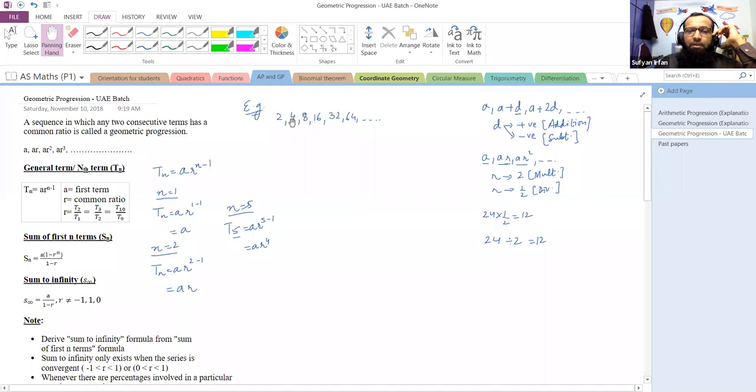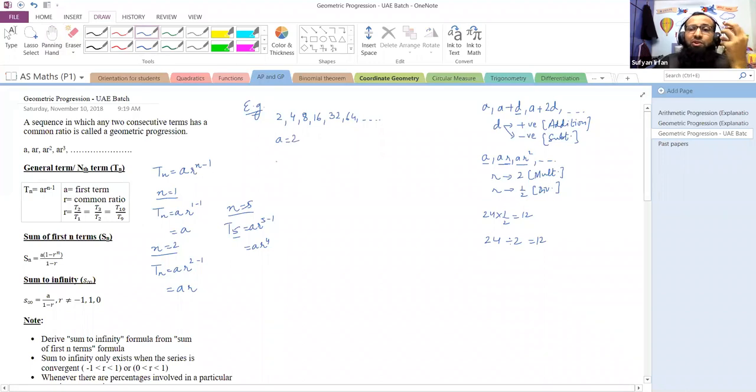Now let's take an example. First term is 2, then comes 4, then comes 8, then comes 16. And we can see that every subsequent term is obtained by multiplying a certain number, a certain ratio, with the previous number. So in this case, we can see that the first term is 2.